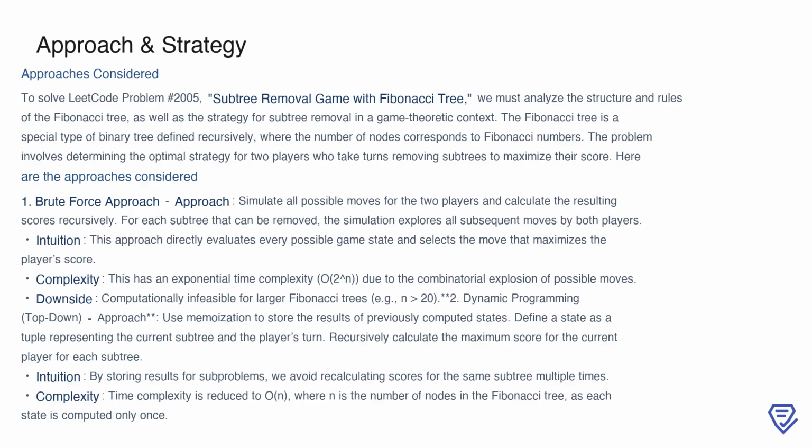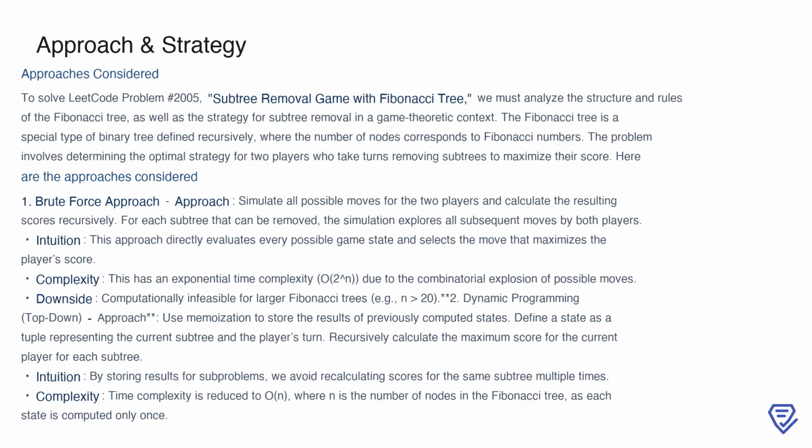The Fibonacci tree is a special type of binary tree where the number of nodes in each level corresponds to Fibonacci numbers, and the goal of the game is for players to take turns removing subtrees to maximize their scores. The challenge lies in determining the optimal strategy for both players.